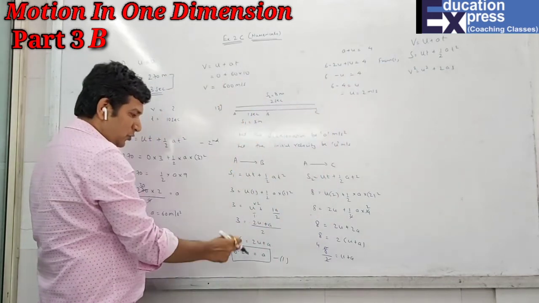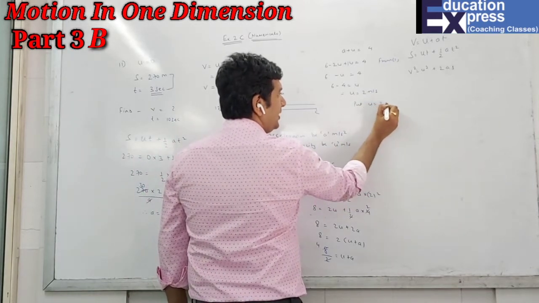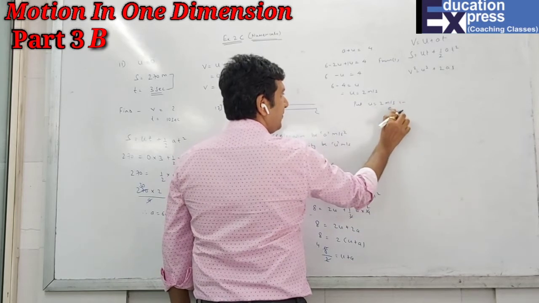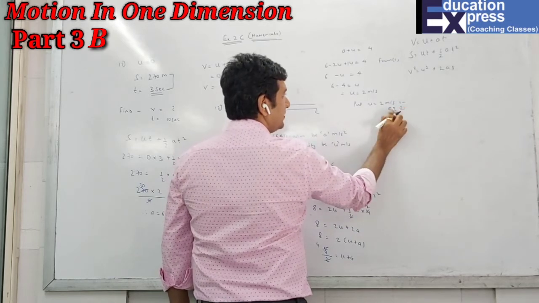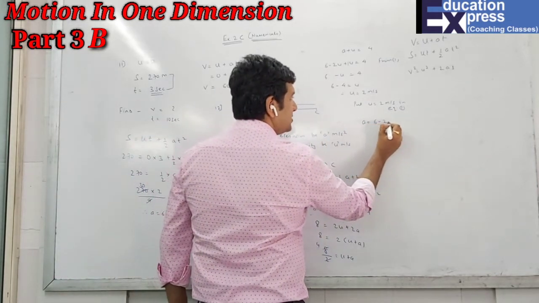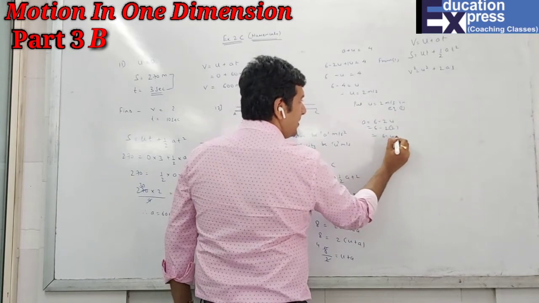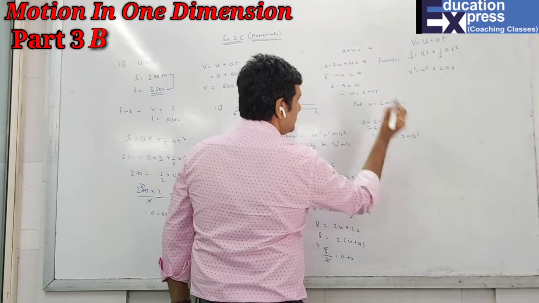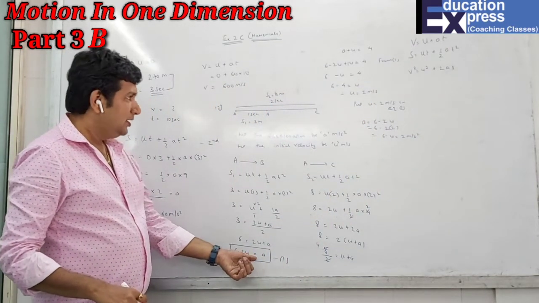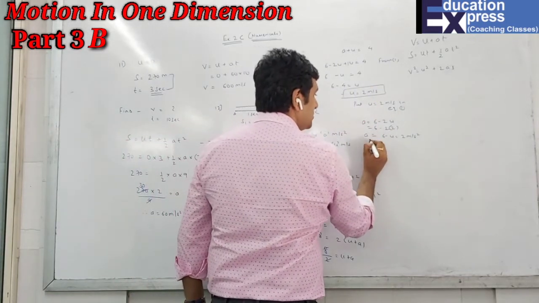And now the same u I can substitute into equation 1. Put u equals 2 meters per second in equation 1. What will I get? a equals 6 minus 2u. What is u? 2. 6 minus 4. 2 meters per second squared is my 12th sum. So we have found the initial velocity and also the acceleration.